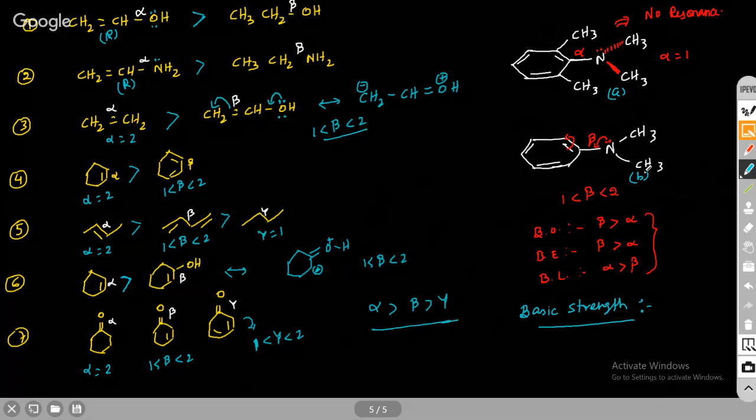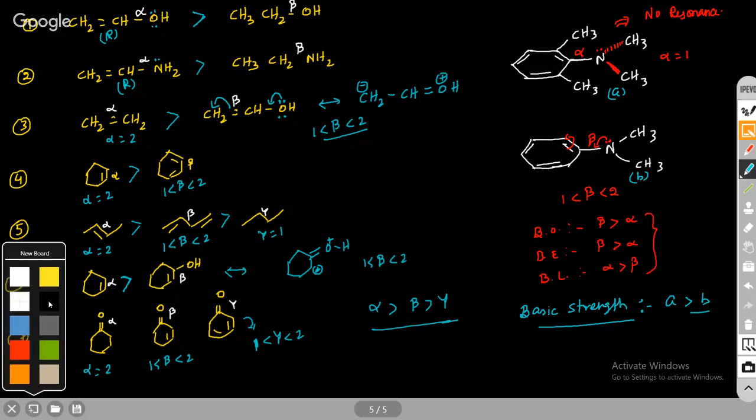A is more basic. Why? Because lone pair is available on the nitrogen. This lone pair is available here. That's why it is more basic. Yeah, correct, Soundarya. So basic strength of A is more than that of B. Understood? Can we move on? Tell me.